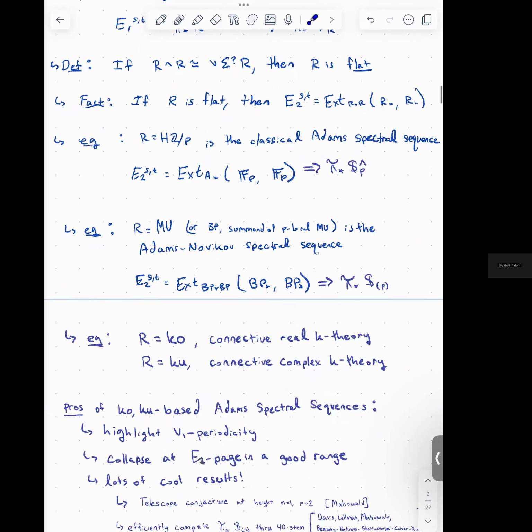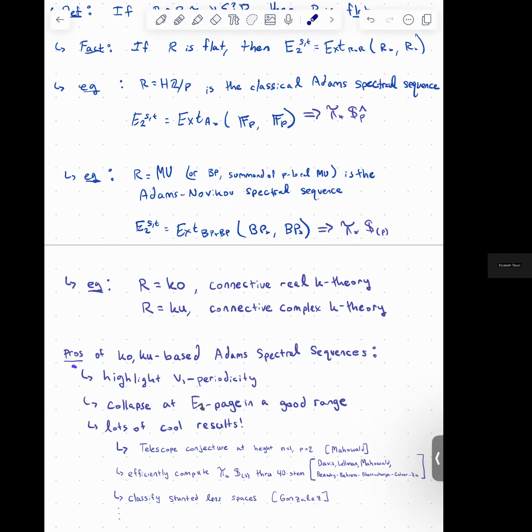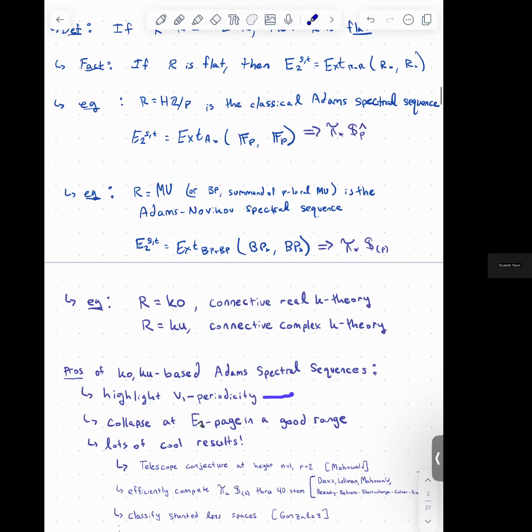So why are these good choices? What's really nice about these Adams spectral sequences with ko and ku? One really nice thing is that they highlight v_1-periodicity. It's expected that the stable homotopy groups of the sphere are organized into these v_n-periodic patterns. And the nice thing about the ko and ku-based Adams spectral sequence is that it highlights the v_1-periodic portion of that.